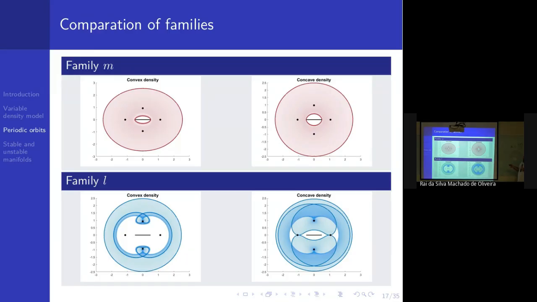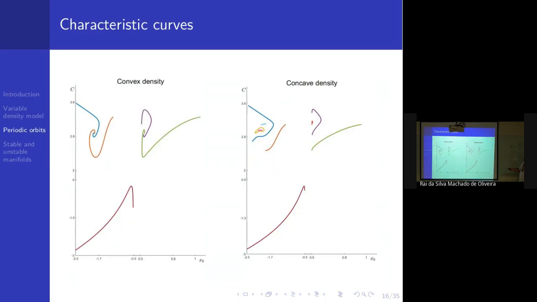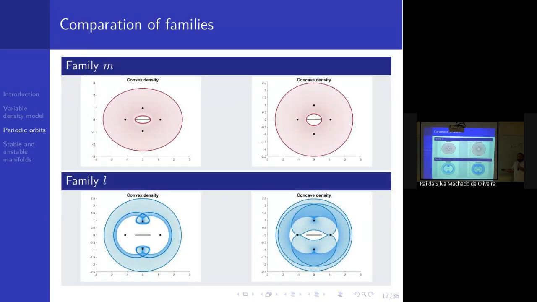For the red families, called the family M, they have more or less the same shape, so it doesn't change. But when we look at the blue family, the family L, which is this one, in both models, now we see some changes because this family starts far from the asteroid, and as it gets closer, in the convex density model, it does some kind of spiral around the triangular equilibrium points.